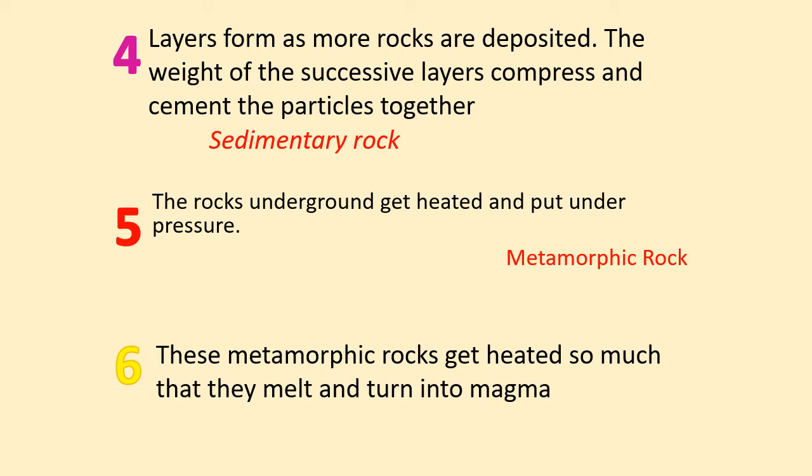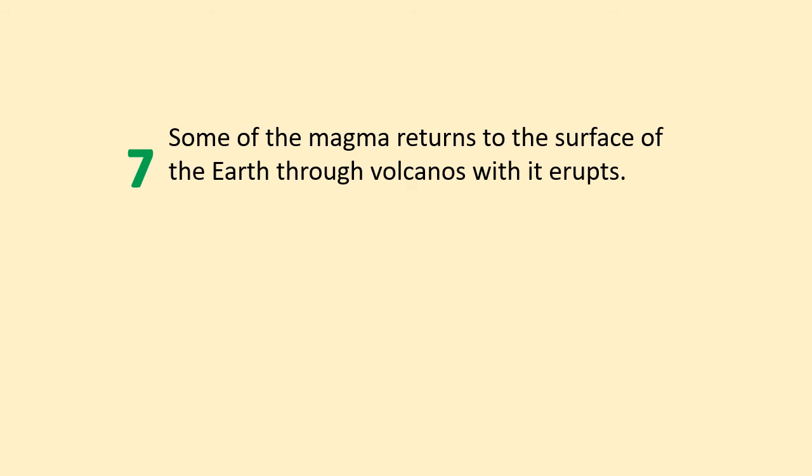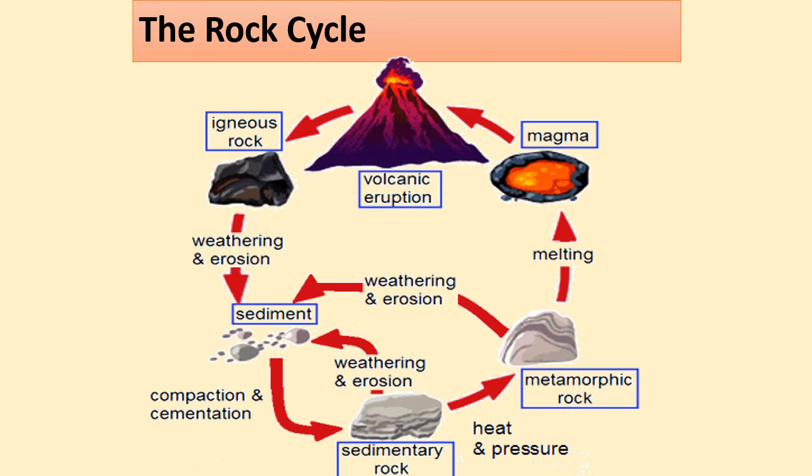The metamorphic rocks, if they are really close to the mantle, will get heated so much that they can melt, turn into magma. And finally, the process begins again in that some of that magma can get to the surface of the Earth through volcanoes when they erupt and start to cool to form igneous rocks. So that has been the rock cycle.